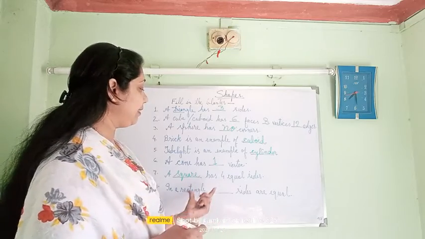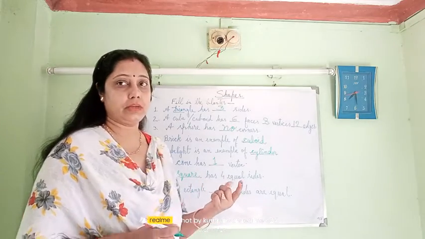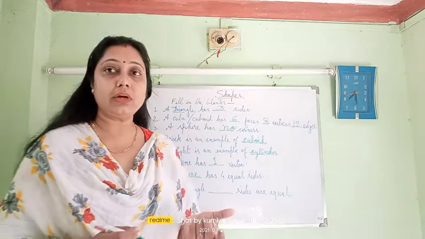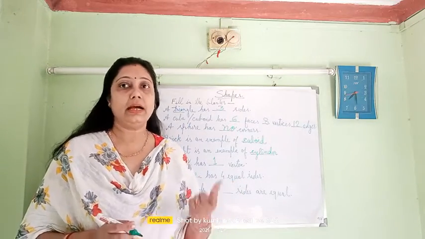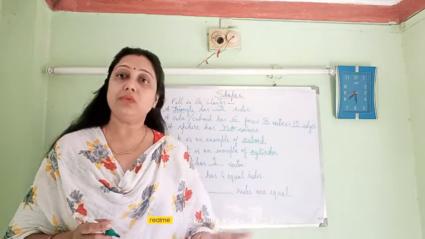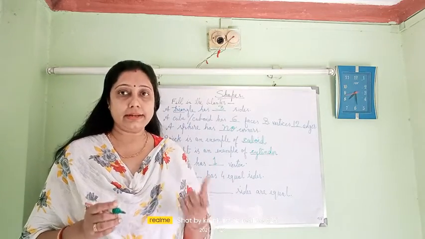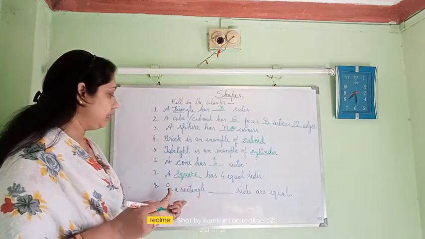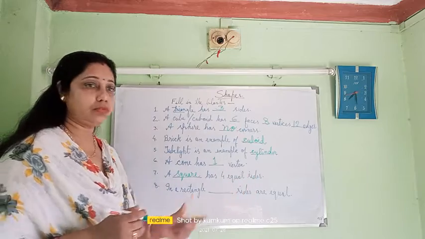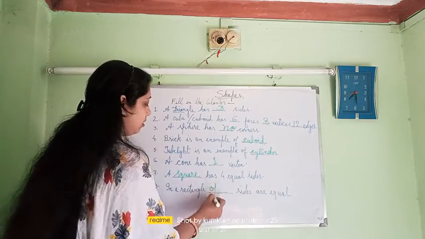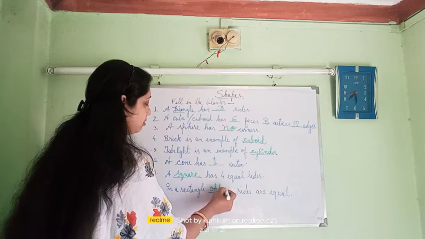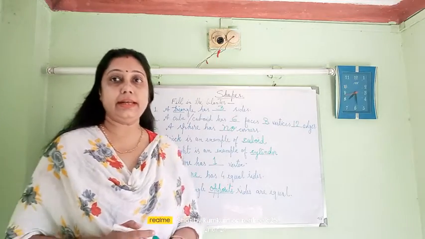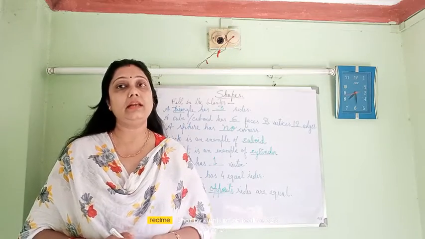Next, in a rectangle, their sides are equal. So we know rectangle is a plane shape. So a rectangle is having how many sides? A rectangle is having 4 sides and 4 corners, and in a rectangle the opposite sides are equal. So the question is, in a rectangle dash sides are equal. So I am going to write, in a rectangle opposite sides are equal.